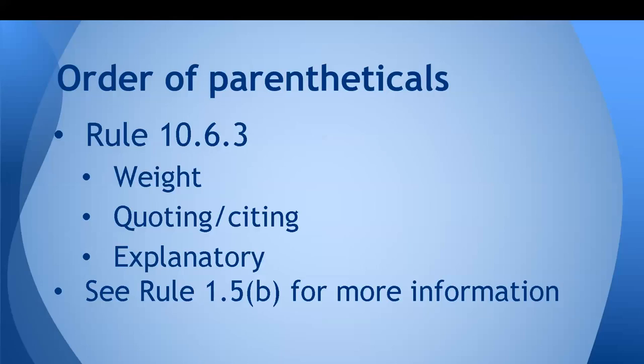If you have more than one parenthetical, then the Blue Book has a specific order to put them in. Under Rule 10.6.3, list any indications of the weight of authority first, then any quoting or citing information, followed by any explanatory phrases, such as a synopsis of the case or your prior or subsequent history. If you come across something that doesn't quite fit within these categories, check out Rule 1.5b. It has an example of all the potential parenthetical information you can have in a citation listed in order.